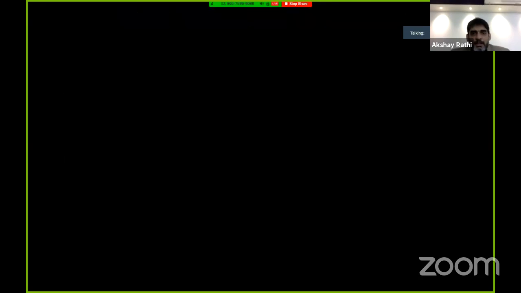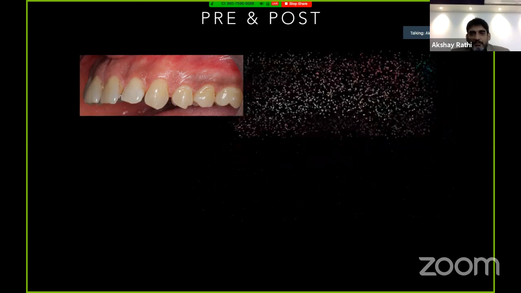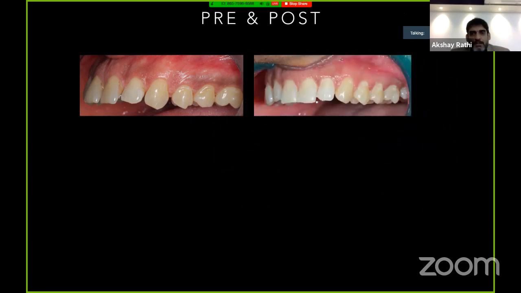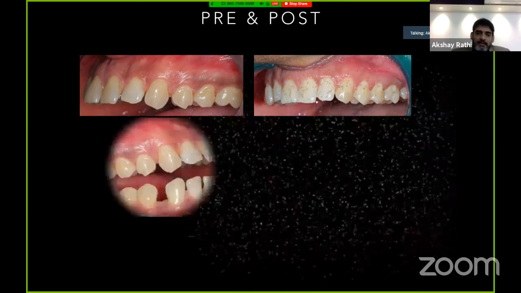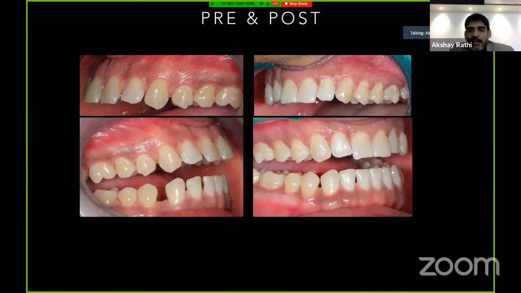This is the pre and the post of the patient. Wonderful result that we got. This is the pre and the post. Now, what the patient was seeing, what you see in the fourth quadrant picture, that is on the picture to your right. But what we see is that small spaces are still left.